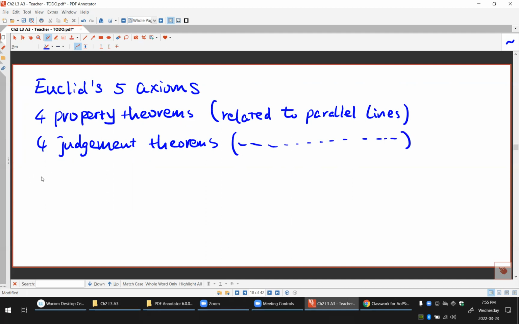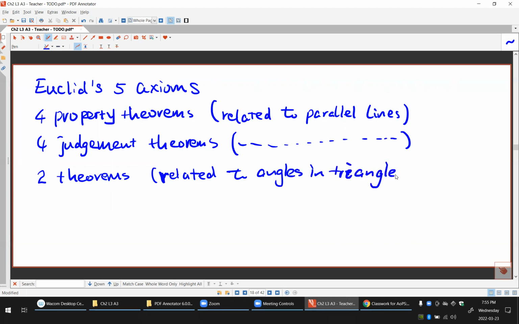Then today we have learned 2 theorems related to angles in triangles, right? I mean, in your notebook, you should have a collection of these axioms and theorems, okay? Because in your future study, whether you want to prove something or use what we have learned to solve practical problems, this is your basis, right? You should have a collection of these axioms and theorems in your notebook.